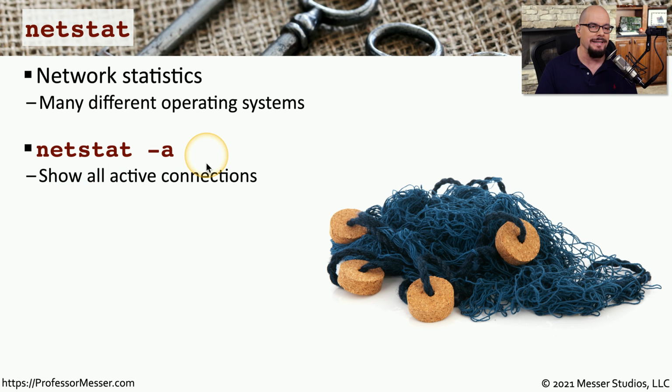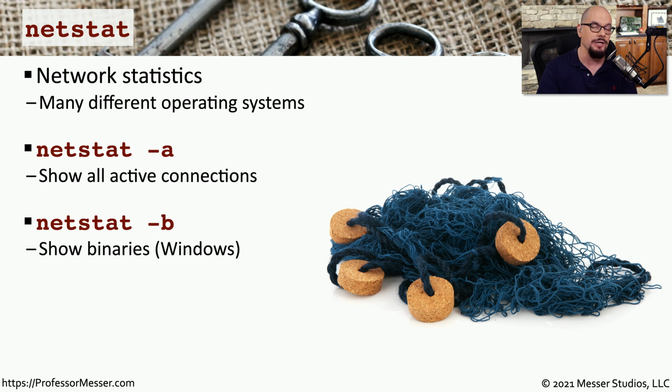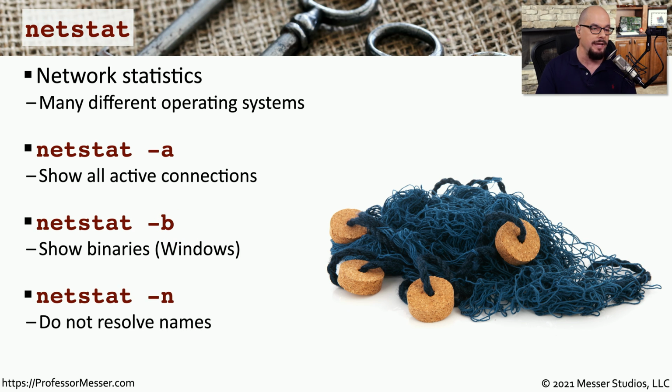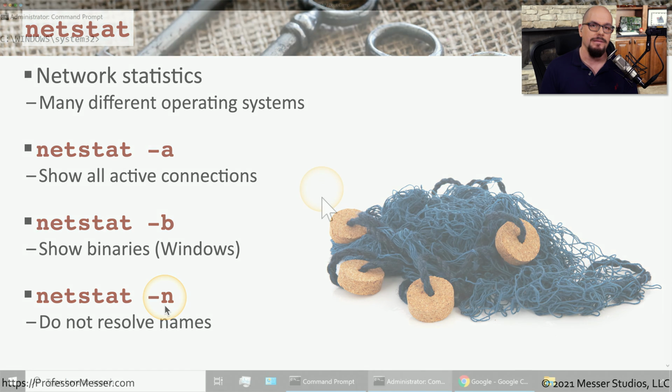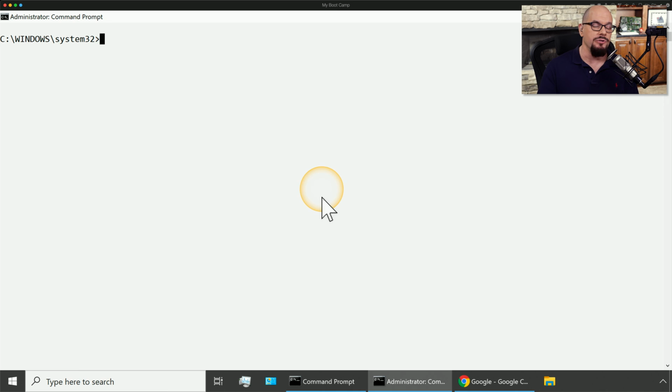The first is netstat -a, which will show all active connections that are being used currently on that device. If you're in Windows, you may want to use the netstat -b command. This will associate the Windows binary with the IP address conversation. And lastly, if you would like just IP addresses and not resolve names, you can include the -n option on the command line. To use the -b option in Windows, you have to start your command prompt in administrator mode.